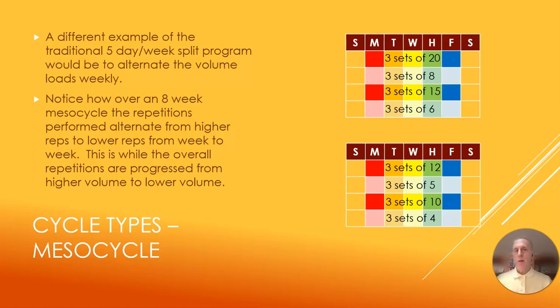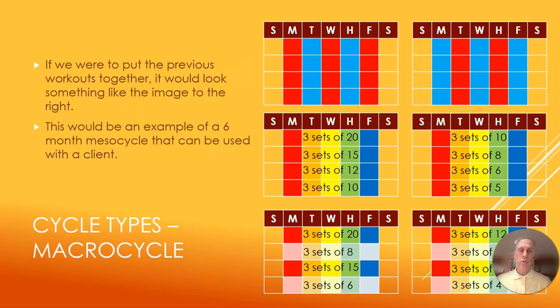If we look at a different example, we can have alternating or undulating, where you have sets of 20, and instead of going 20, 15, 12, etc., we go 20, skip a week, 15, skip a week, 12, skip a week, 10, and then the undulation comes from sets of 8 to sets of 6 to sets of 5, sets of 4. So instead of being linear like we saw in the previous example, we're going from higher volume to lower volume, higher volume to lower volume, while overall we're going from a higher volume environment, sets of 20 and sets of 8, to a lower volume environment, sets of 10, sets of 4. Real simple way, yet again, you can do this with your clients.